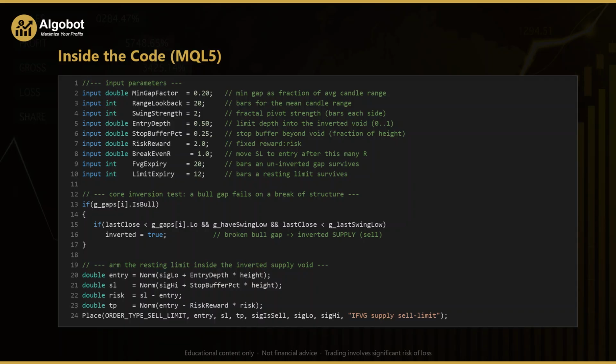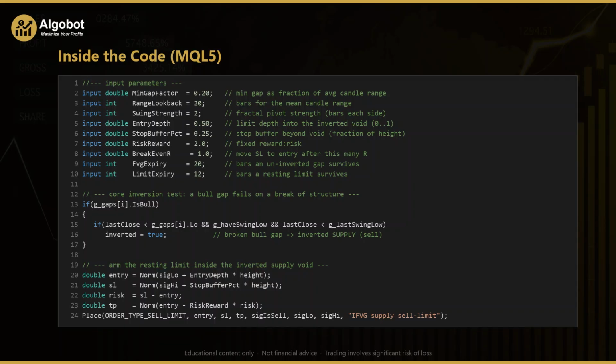Now the signal logic. The code loops through stored gaps, and for a bullish gap, it applies the inversion test you see here. It reads the last closed bar's close price and checks two things at once. First, that close must be below the gap's lower edge, meaning price has traded clean through the void. Second, a confirmed swing low must exist, and that same close must be below it, confirming a break of structure. Only when both are true does the gap invert into supply.